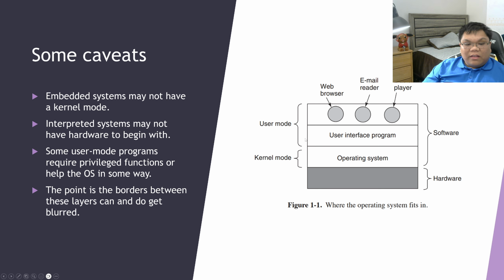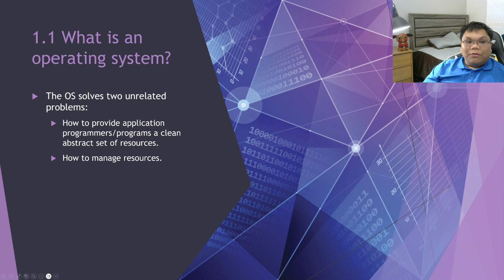Okay, so here we get into the main point of why we have operating systems in the first place. How to provide programmers and programs a clean, abstract set of resources. That's number one. Number two is managing those resources. So those are the two main reasons why we have operating systems in the first place. So let's explore those.